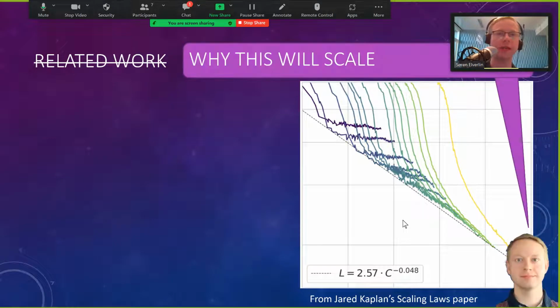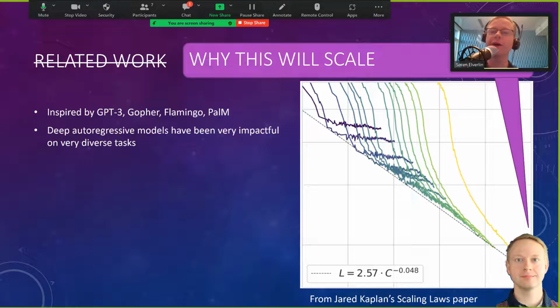Then there's a section called related work. I won't call it related work because what they're actually doing is trying to make some kind of argument about why this will scale. As an illustration of scaling, I took this classic graph from Jared Kaplan's scaling law. So why do we expect this will scale? Well, obviously we have substantial experience with models that are larger than 1.2 billion. We have GPT-3 most obviously, but also many others, and more models are arriving every week, I would almost say. So that's a good argument for why this will scale.